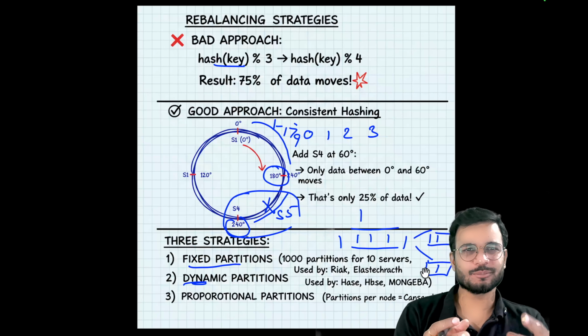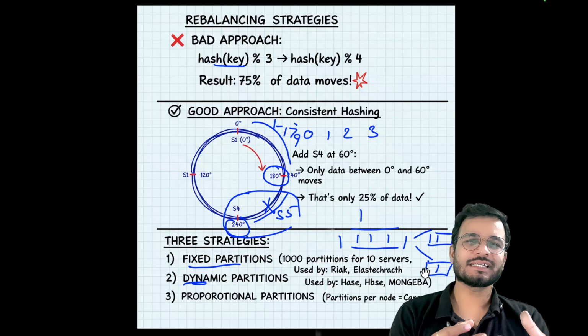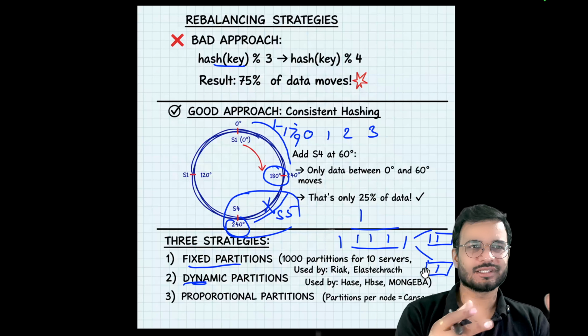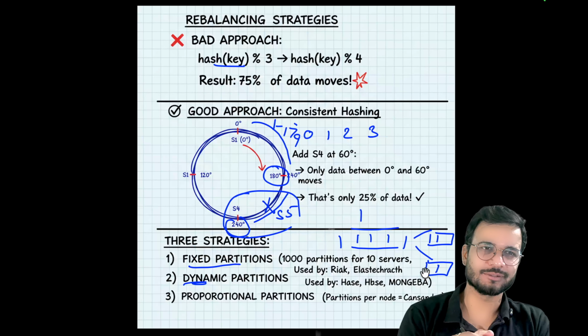You see how it happens? It's just like a B plus tree. Whenever we reach a limit, we will divide it into more partitions that are equally distributed. Whenever the data grows too large, we'll split the partition. This is primarily used in HBase and MongoDB.